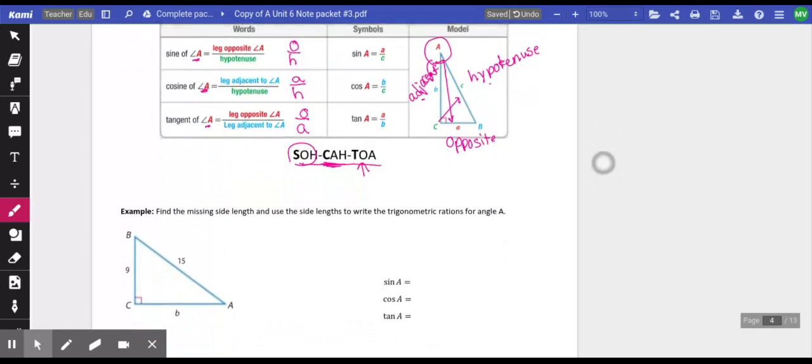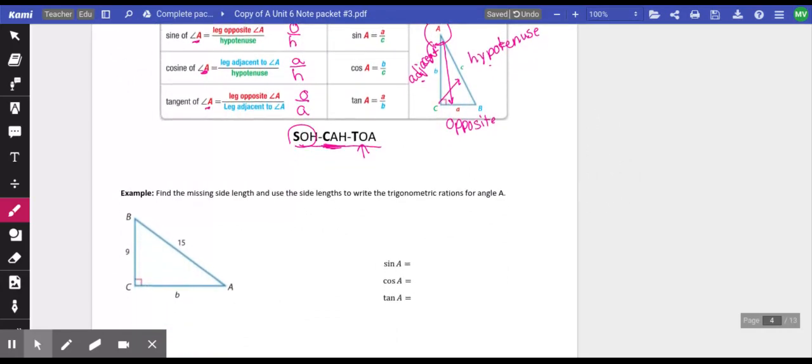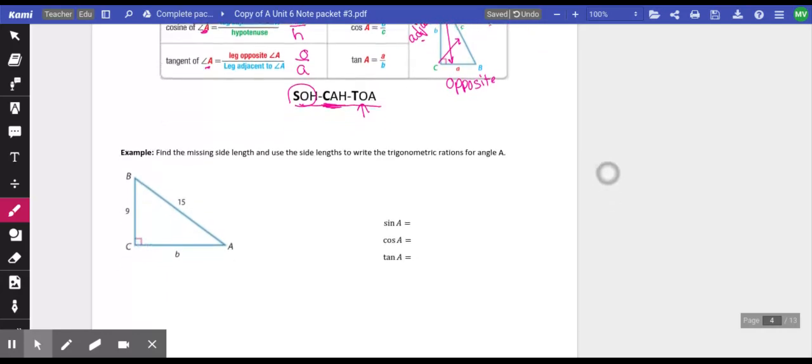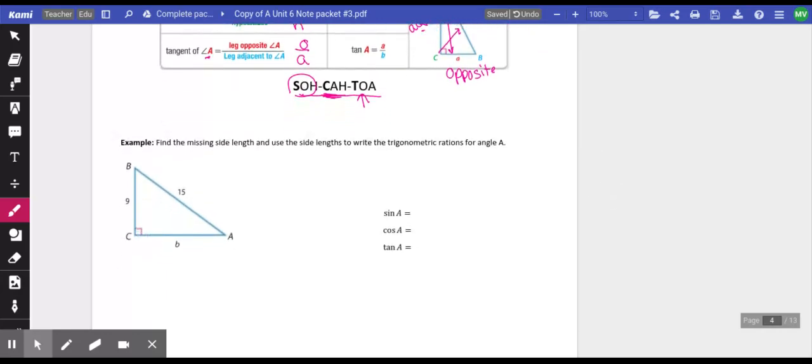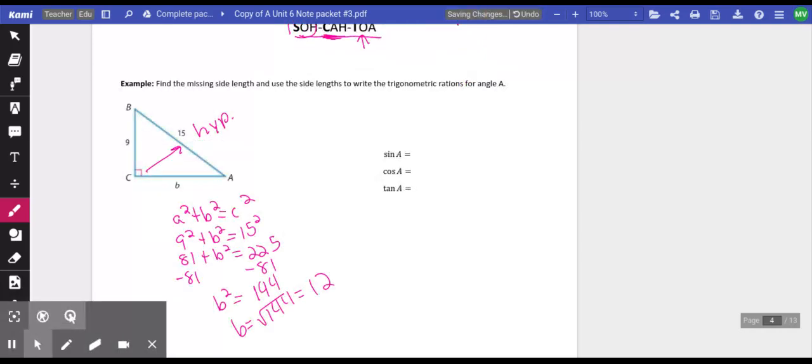Now find the missing side length, and use the side lengths to write the trigonometric ratios. So you're going to find B by using the Pythagorean theorem. So pause and find B and come back. Okay, so I did the Pythagorean theorem because C is the right angle, so the hypotenuse is 15, it's across from the right angle. I found out that B is 12.